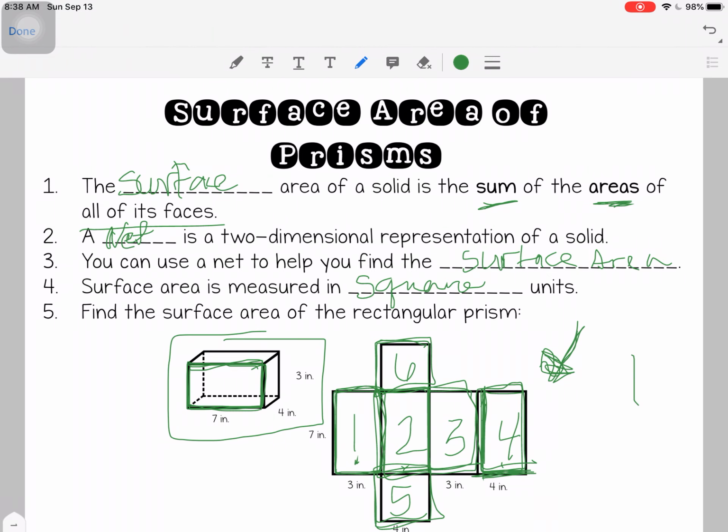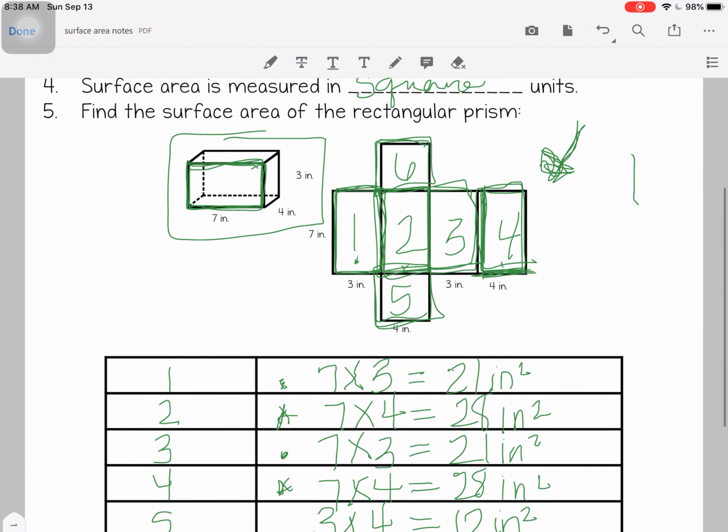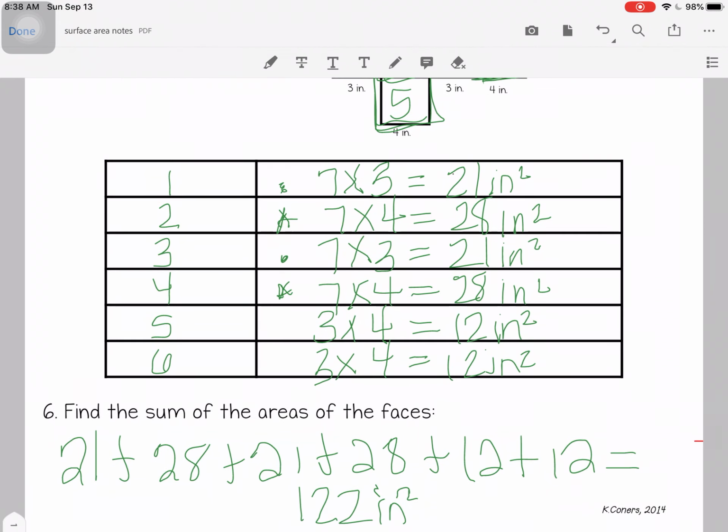To find the surface area, we find the area of each individual rectangle, and then we add them all together.